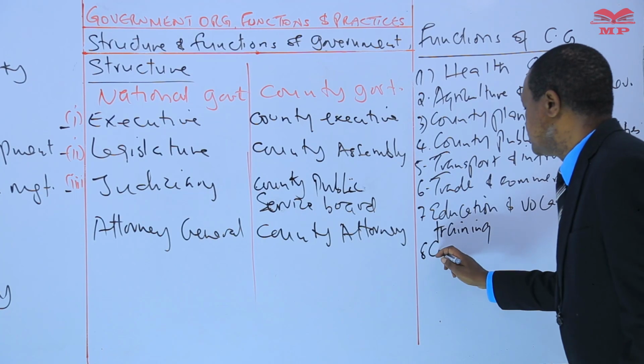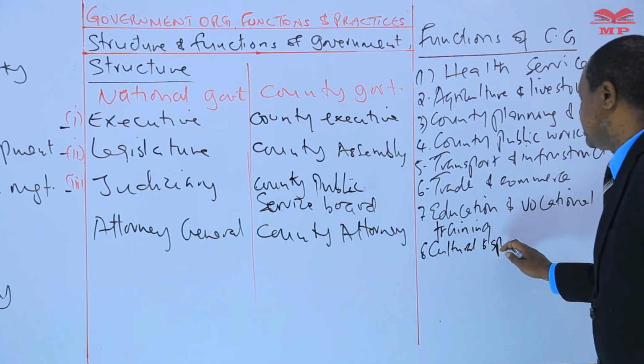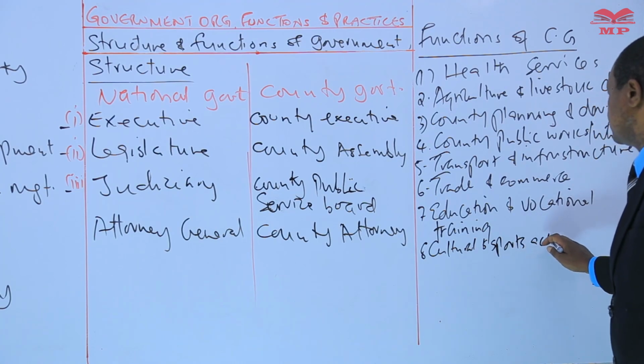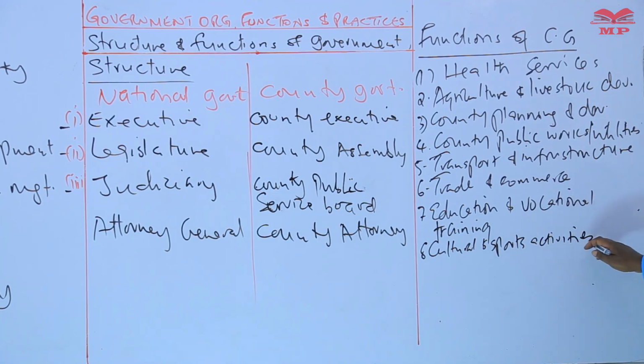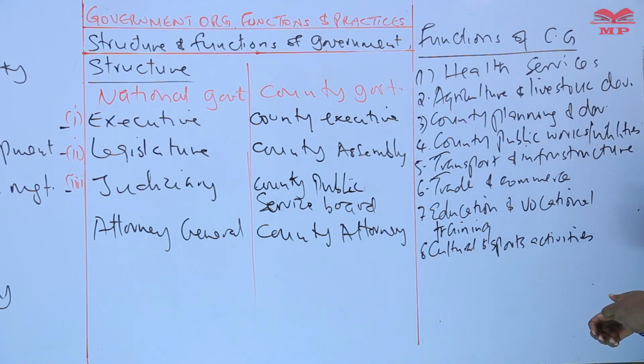Number 8, cultural and sports activities. The county governments are responsible for the promotion and development of cultural and sports activities at the county level, because we know at the national level there are also cultural and sports activities. This is point number 8.